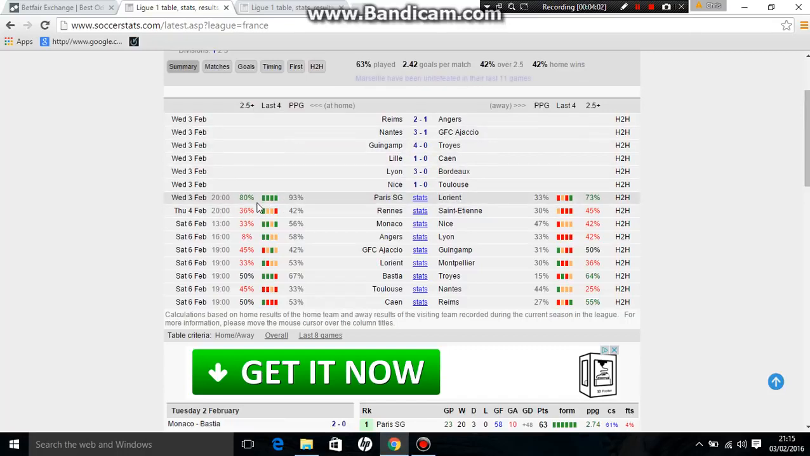You can see that Paris Saint-Germain have scored over 2.5 in 80% of their games, and Lorient have scored over 2.5 in 73% of their games. So a huge amount of their games they have scored at least 3 goals. So that is fantastic for us. You want to be looking at anything over 60% realistically. So you can see the rest of these are really non-starters.